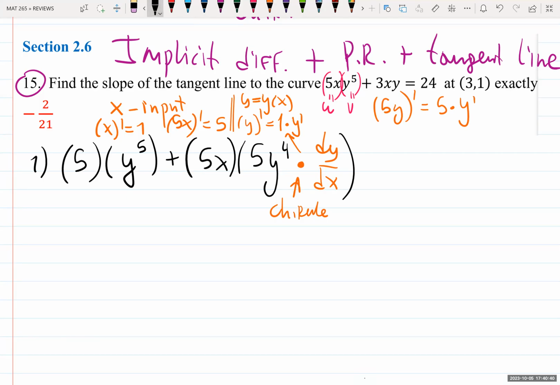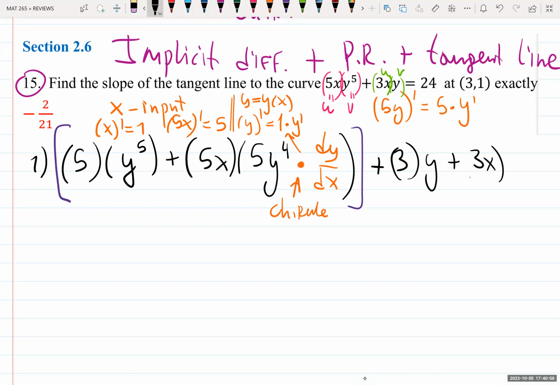Continue. That was just product rule. So I would put brackets, I like to visually see the different pieces. Plus, one more product rule, right? So let's do that. Let's isolate it like so, u and v. The derivative of 3x is 3. Copy y plus copy 3x. The derivative of y is 1 times y prime. Like so.